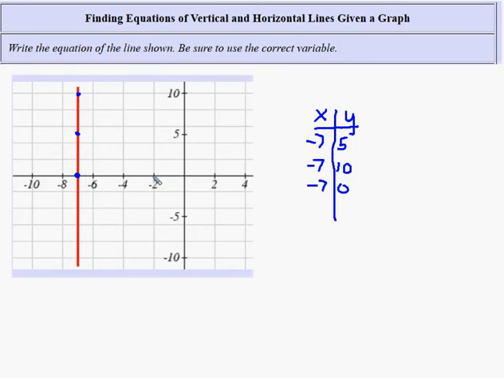And maybe I'll pick one more. Let me pick the point -7, -5. So this would be the point x equals -7, y equals -5.